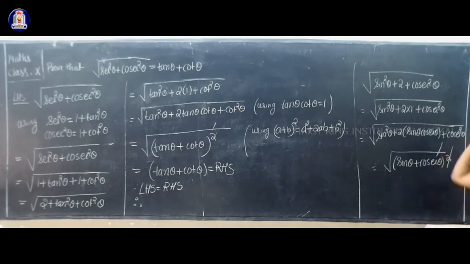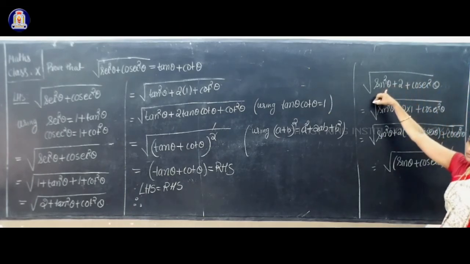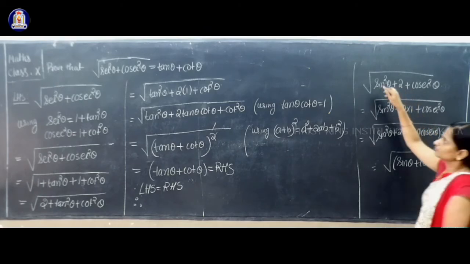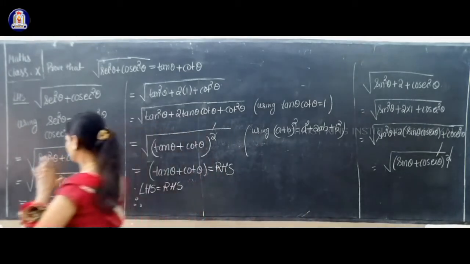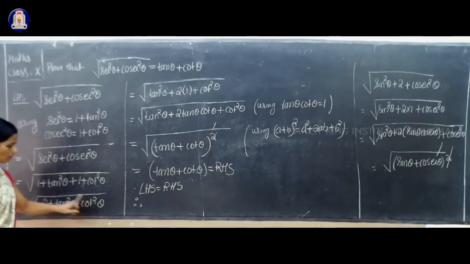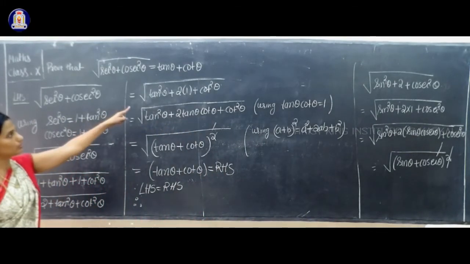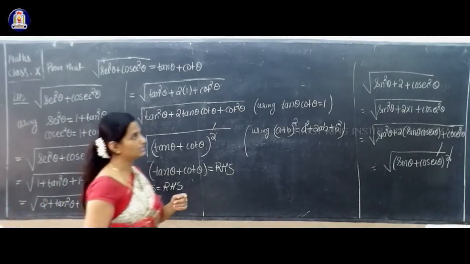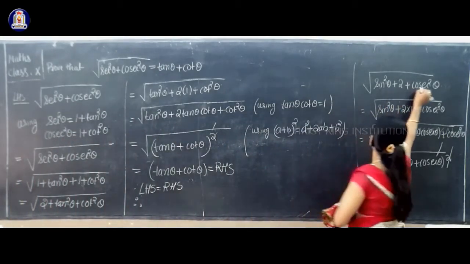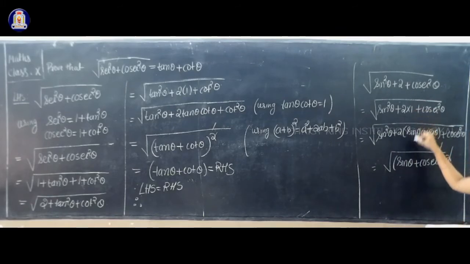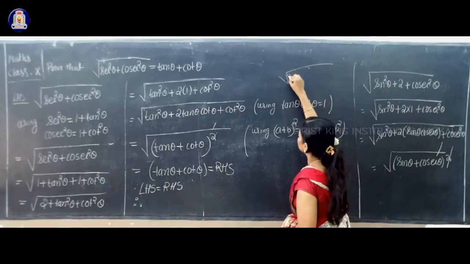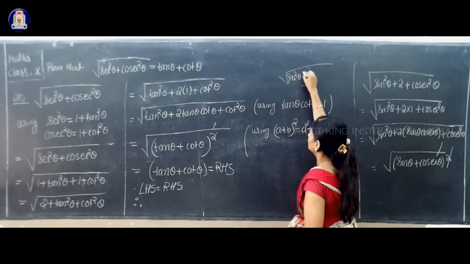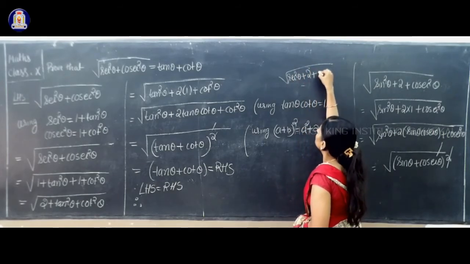Suppose if your question is like this, secant square theta plus 2, try to understand, only these three forms you will get. So just remember tan square, cot square, 2. So try to write in this form. If it is sin square plus 2 cosecant square, same way by using the formula. Suppose if it is like this, it is secant square theta, yes, 2 plus what?